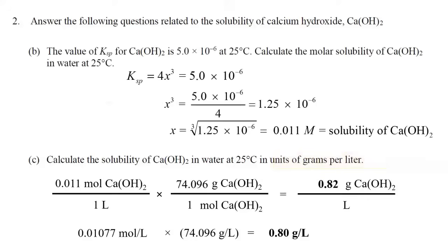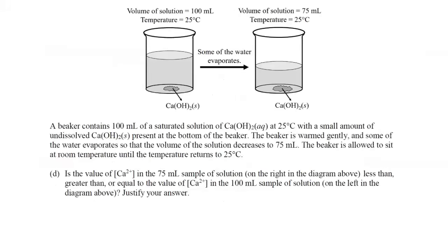So there's my answer to part B and part C. Part B is 0.011 moles per liter for the solubility of calcium hydroxide and approximately 0.8 grams per liter for the solubility in different units of grams per liter.